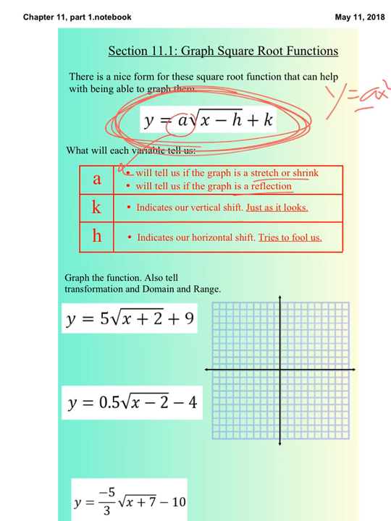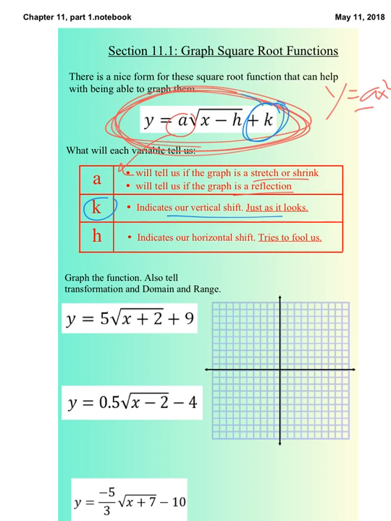K, the constant that's outside the square root, this one here, indicates a vertical shift. And as I put there, it's just as it looks. So if it says +3 like we had on the previous page, then it's up 3. Or if it says -4, then it's down 4. So K is just as it looks with the sign. Again, we're used to seeing that from the past.